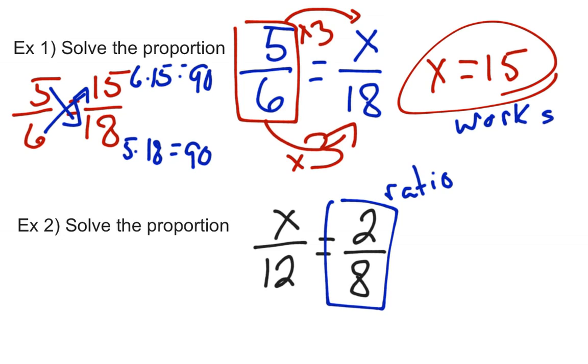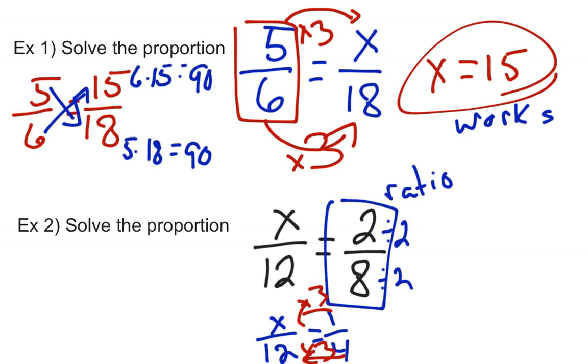Well, I can reduce 2/8. So if I rewrite this, it's going to be x over 12 equals, and if I reduce the 2 over 8, I'm going to get 1/4. Well, now look how easy it is to do, because I know I can change 4 into a 12 by going times 3. So then on top, if I go times 3, I figure out that x has to be 3, because 1 times 3 is 3.